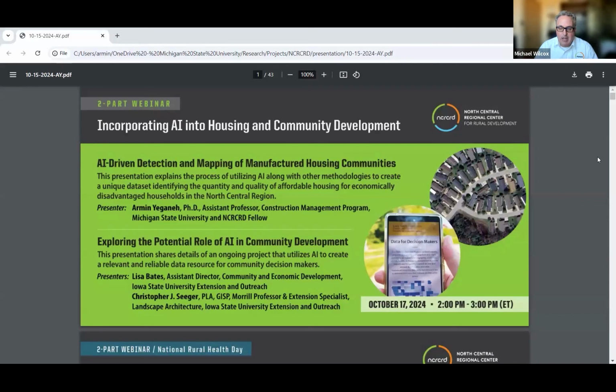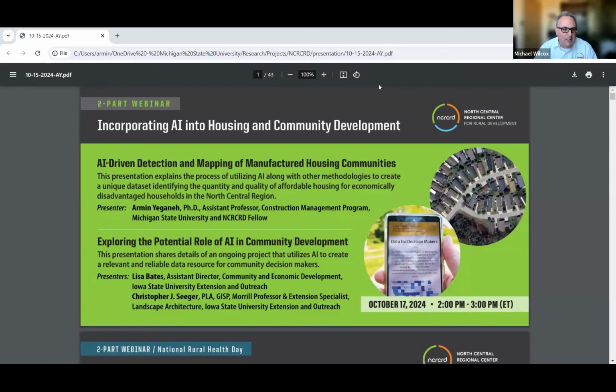Armin Yeganay, a fellow with NCR-CRD, is going to be presenting first. He's an assistant professor with the construction management program at Michigan State University. Dr. Yeganay's research focuses on housing and real estate data analytics, as well as emerging technologies in the construction industry. Armin's work contributes to the development of smart and sustainable residential buildings and communities.